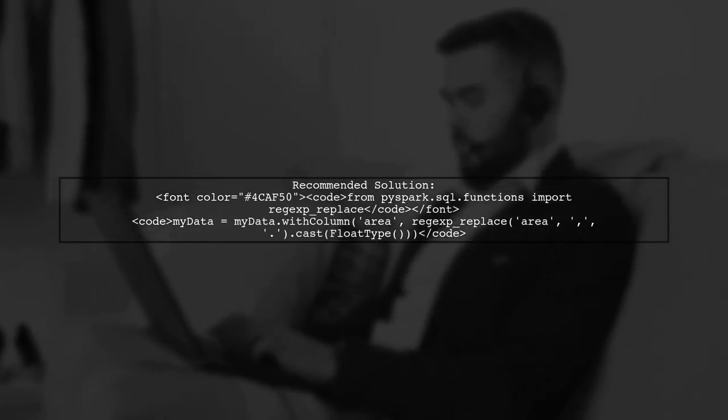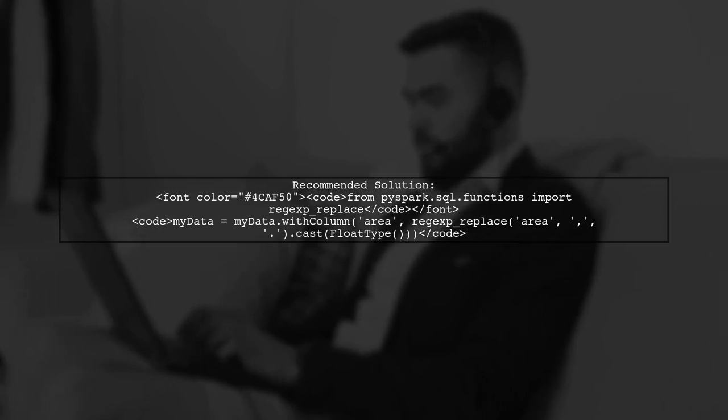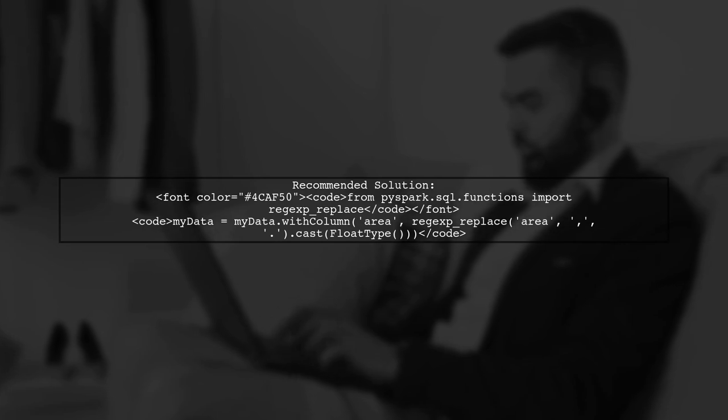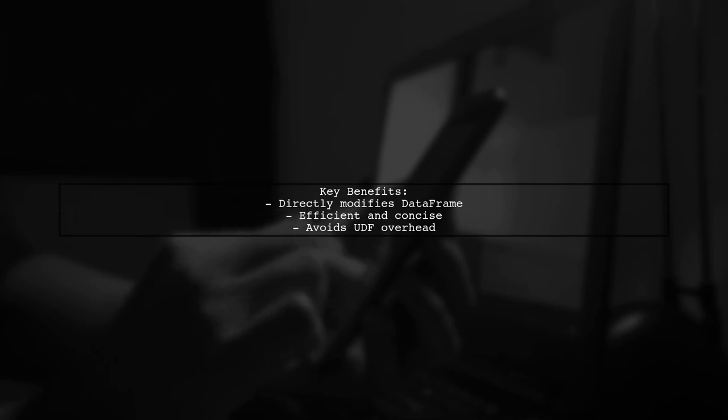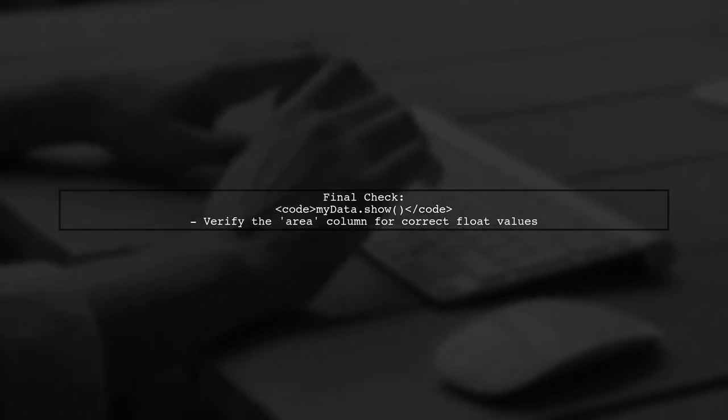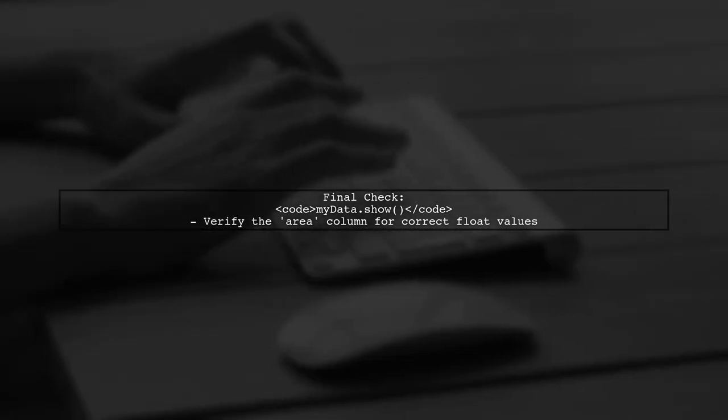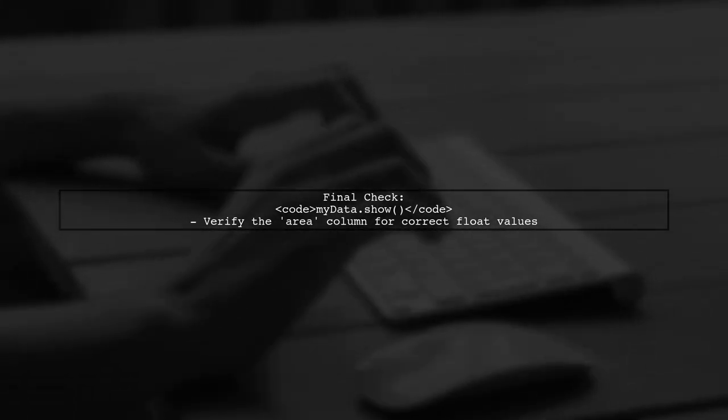Instead of using a UDF, we can utilize the built-in functions provided by PySpark. Specifically, we can use the regexp_replace function to replace commas with dots directly in the data frame. This approach allows us to replace the commas and cast the result back to a float in one step, making it more efficient and straightforward. Finally, remember to check your data frame after the transformation to ensure that the changes have been applied correctly. You can use the show method to display the updated data frame.